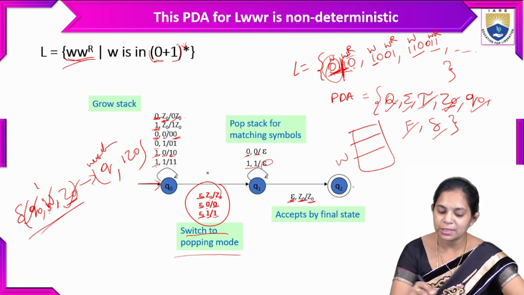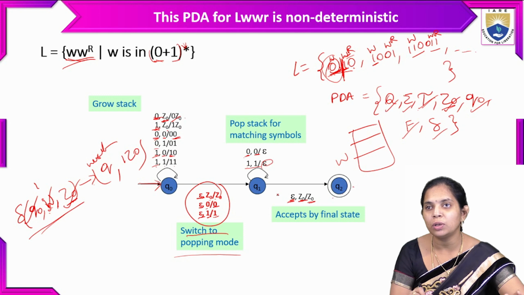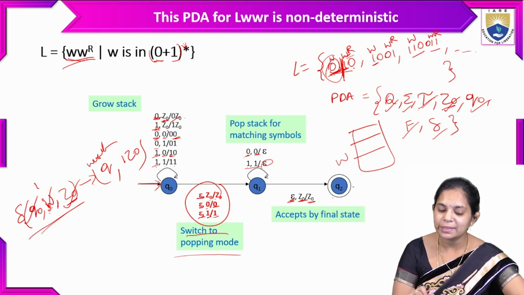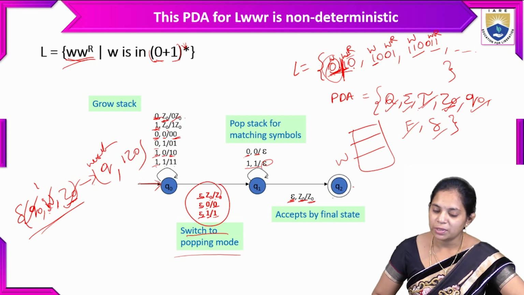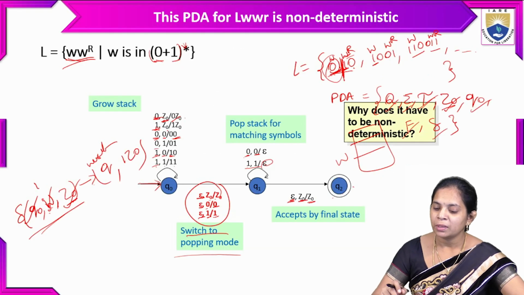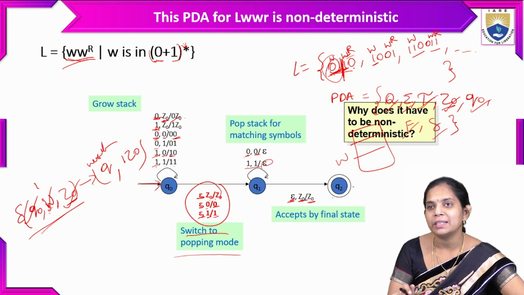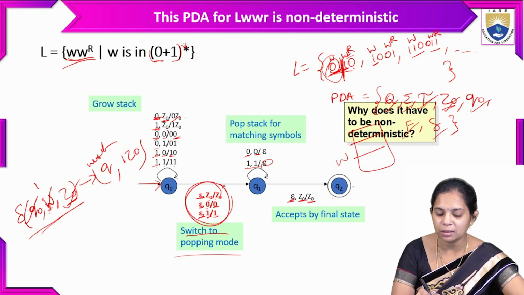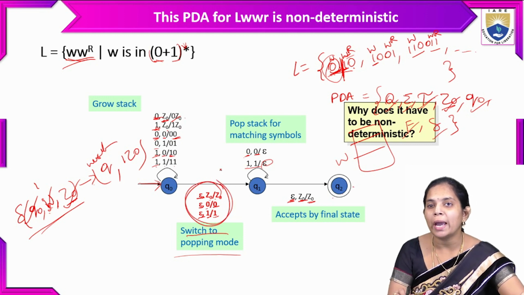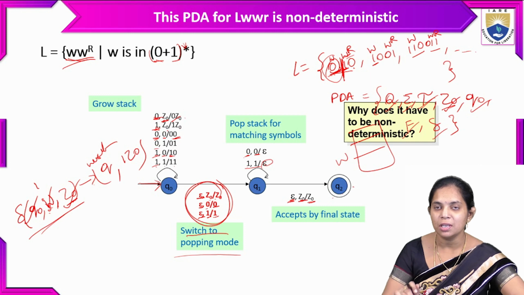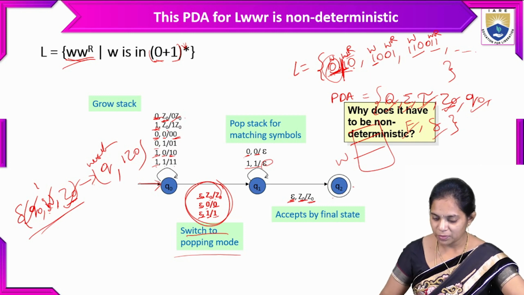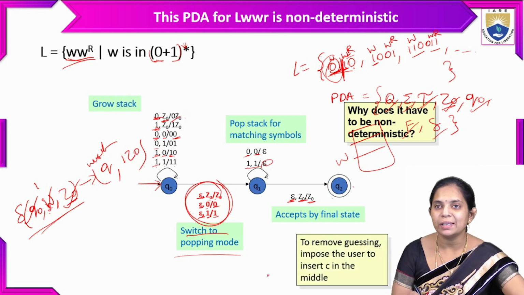These transitions we already discussed. So here we are simplifying this WW reverse. Why is it non-deterministic? Instead of guessing, if you add one more symbol to this, it is very clear and we can say that it is deterministic. So how can we say that? To remove guessing, here we performed a guessing operation.